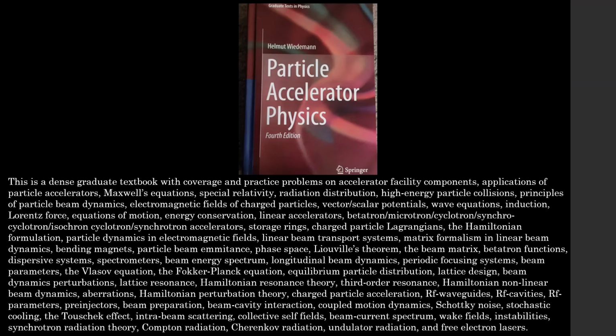All the different things that are involved in the particle beam dynamics, the Fokker-Planck equation, Cherenkov radiation, free electron lasers, Hamiltonian nonlinear beam dynamics and perturbation theory, Compton radiation. It's all included here. Very interesting book. Very large one too. It's over 1,000 pages of this. Very mathematically dense too, of course.